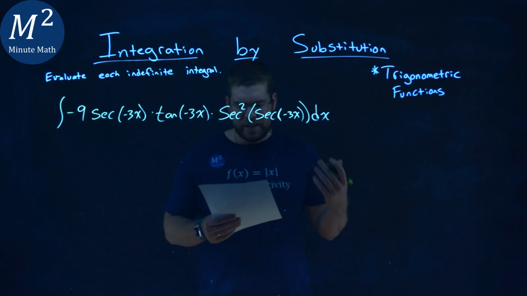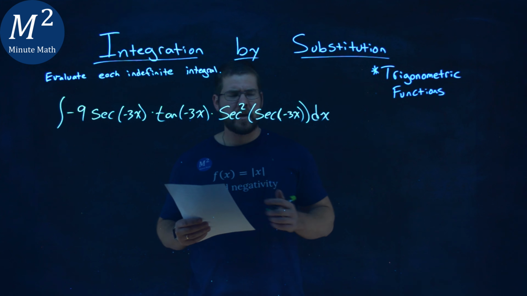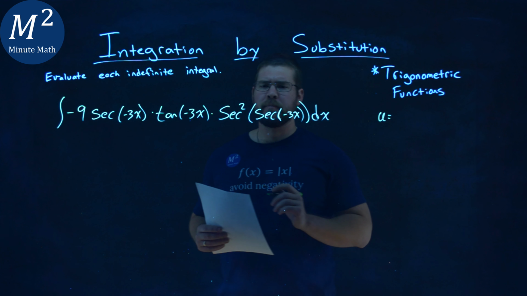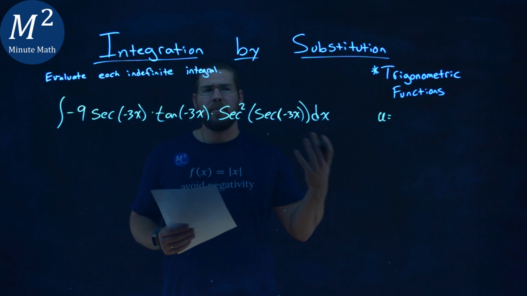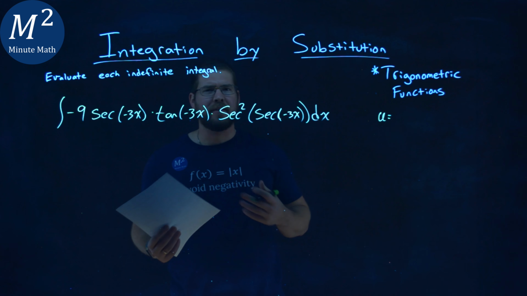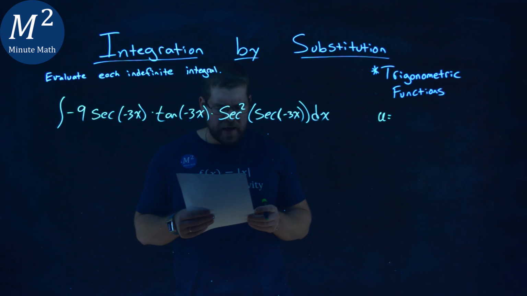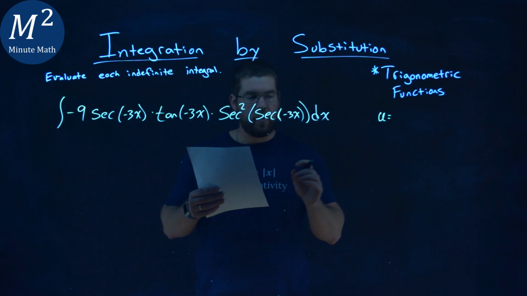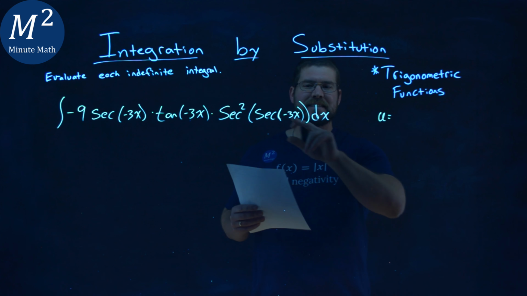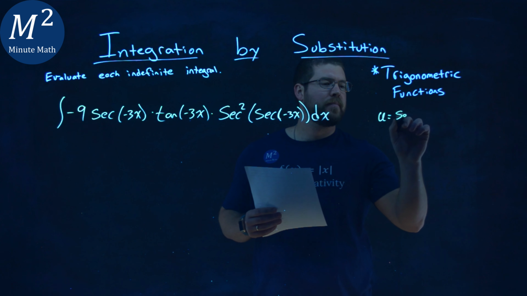Well, I want to find a u value here. And this one's a little tricky, right? Normally, I would have a gut feeling like, oh, maybe negative 3x, but I don't think that's really going to work out for us here. I actually found the u value that works is the secant of negative 3x.